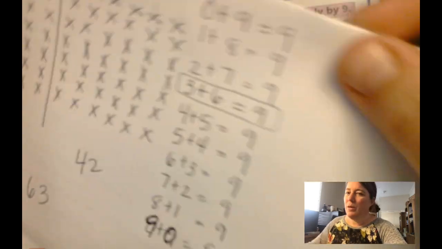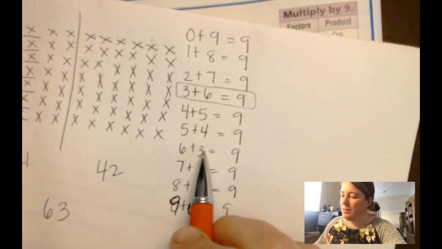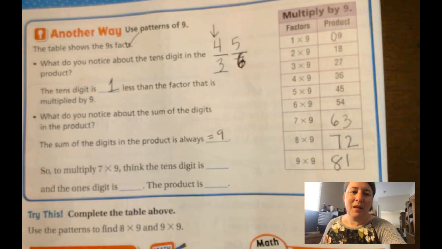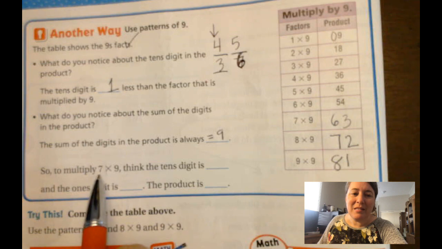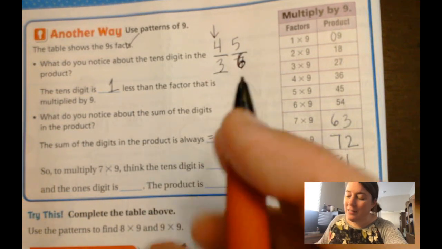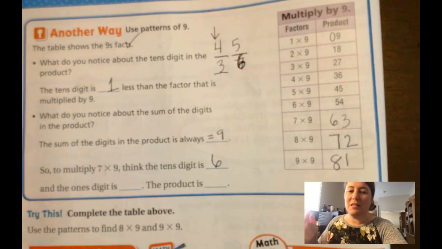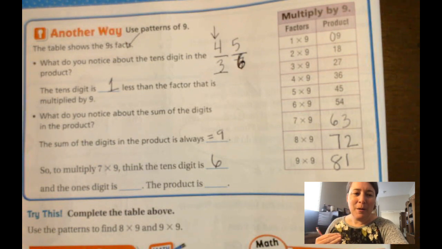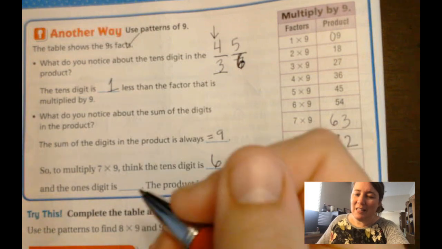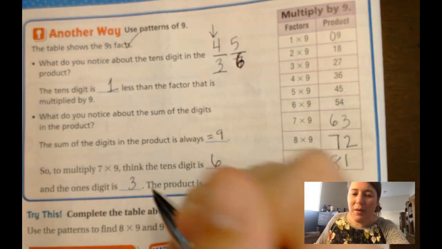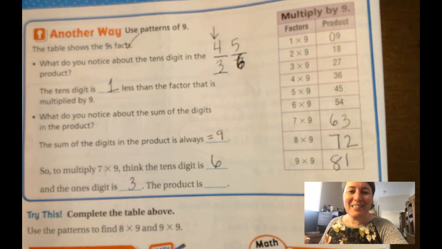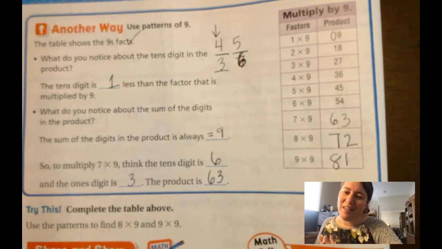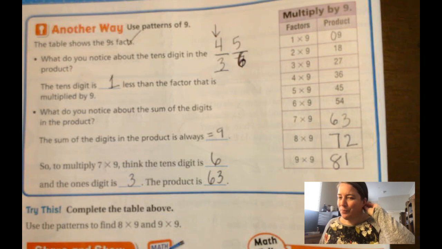Right? We did that already. 6 plus 3 is 9. 7 plus 2 is 9. They're always going to equal 9. So when you multiply 7 times 9, think that the tens digit is 6, because the tens digit is always 1 less than that factor. And the ones digit is going to have to be 3, because 6 plus 3 is 9. So the product is 63. And that's actually another favorite trick of mine that I use.